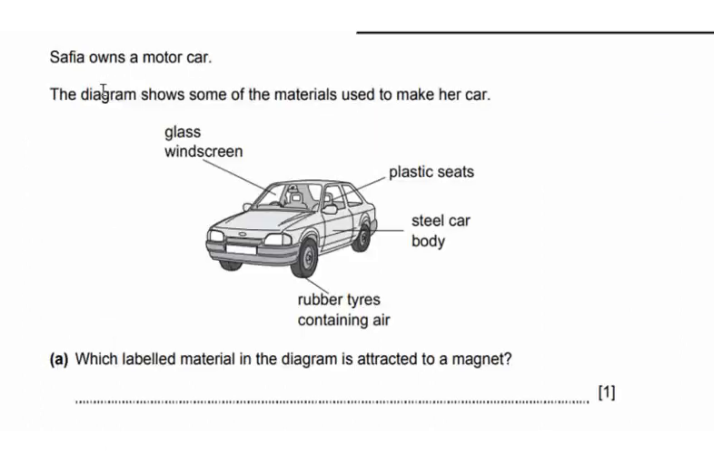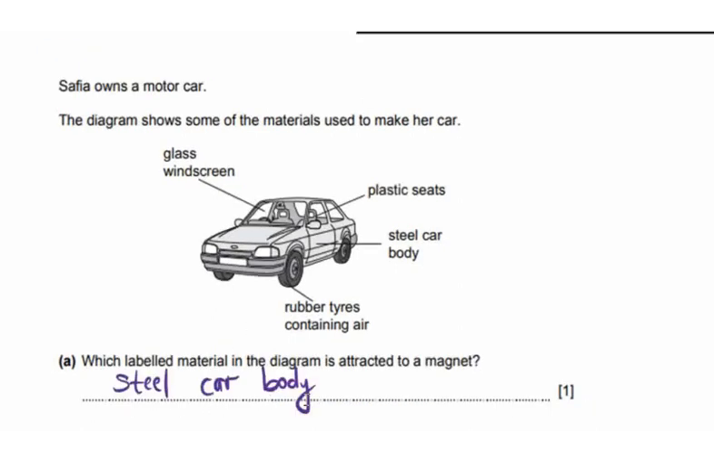Question 2. Sylvia owns a motor car. The diagram shows some of the materials used to make her car: glass windscreen, plastic seat, steel car body, rubber tires containing air. Which labeled material in the diagram is attracted to a magnet? 10 seconds from now. Well, the answer is the steel car body, because steel is made of iron, which is attracted to a magnet.